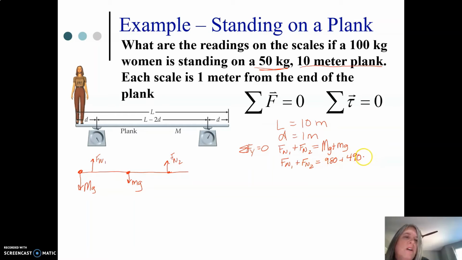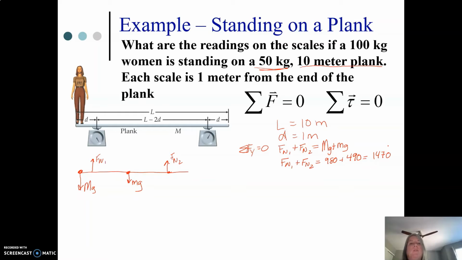So that means that our total scale reading, when we add those scales together, is 1,470 newtons, because that's our total weight of the woman plus the plank. Now, we can't just solve this as it is. We can't write another sum of forces equation because we have 2 unknowns. So we're going to go to sum of the torques now.